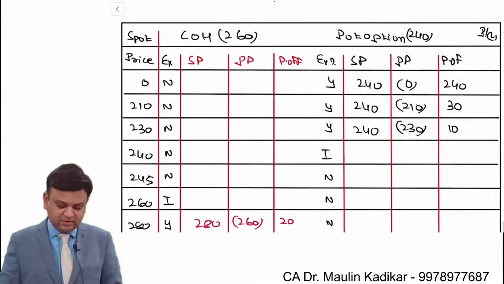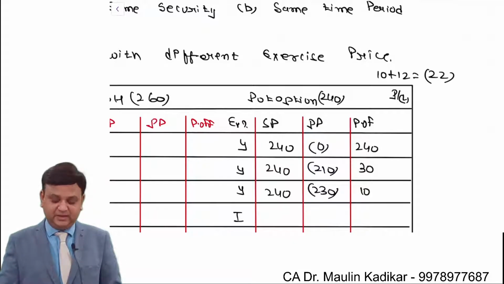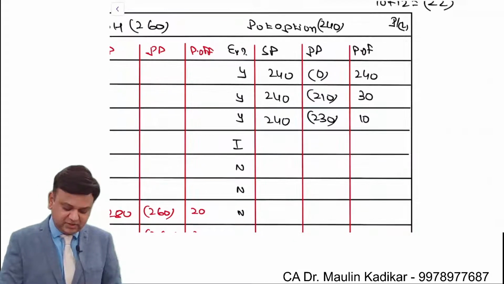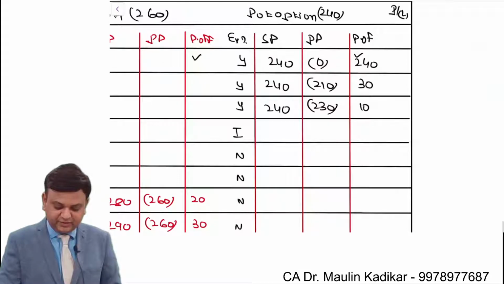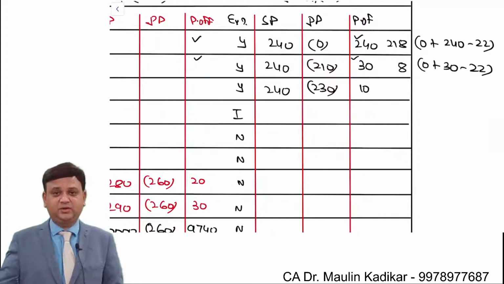Overall premium required to be paid is 22 rupees, that is 10 plus 12. So what will happen? 0 plus 240 minus 22, so the profit is 218. Again 0 plus 13 minus 22, so there is a profit of rupees 8, and so on.